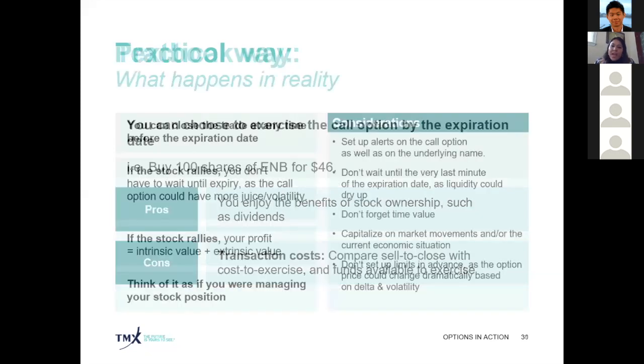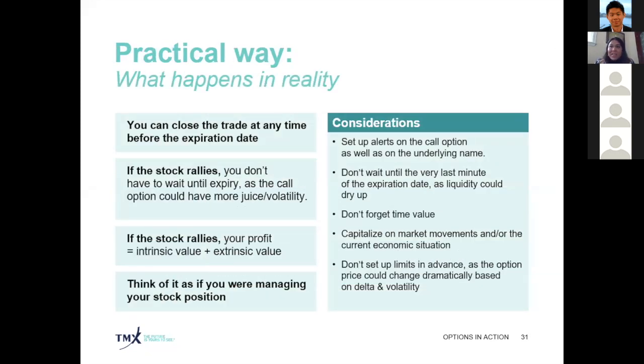So let's look at what happens in the real world. This is the practical way. Like I said, you can close the trade at any time before the expiration date. Say if the stock rallies, you don't have to wait until expiry, since the call option is going to have more juice and volatility. Now, if you remember, an option's value is comprised of intrinsic value and extrinsic value. Intrinsic is basically how much in the money it is. So for example, if the stock goes up by $5, that $5 between where it's trading and the strike price is your intrinsic value. Your extrinsic value is the extra juice, what we call extra volatility. And that's basically what you're trying to manage.